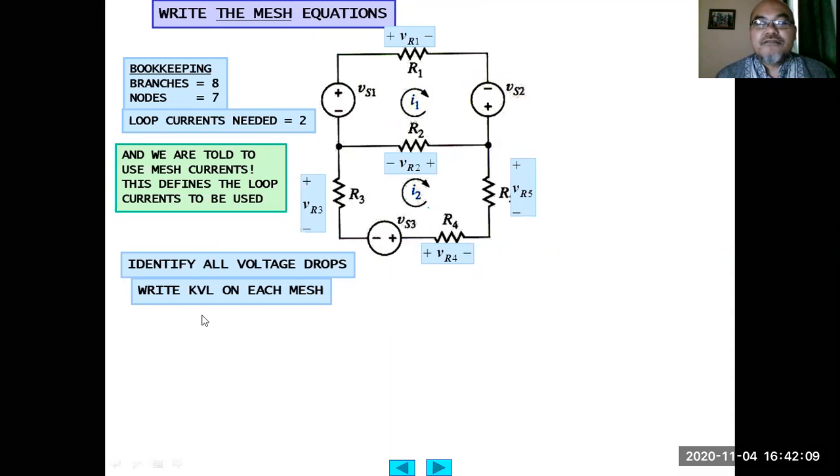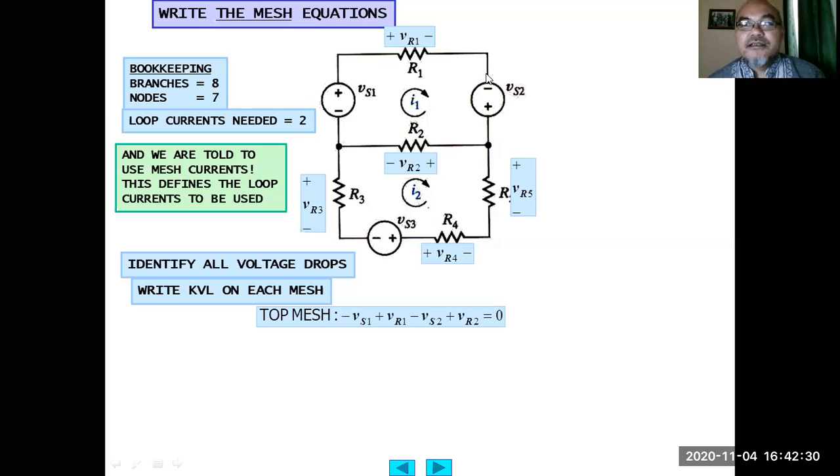Then we write the Kirchhoff voltage law for each of the meshes. At the top mesh, here is negative, so minus VS1. Then flowing through R1, positive voltage drop, positive VR1. Then flowing through the voltage source VS2, this is a voltage increase, so basically a negative voltage drop, so minus VS2. Then flowing through R2, this is a positive voltage drop, so plus VR2.